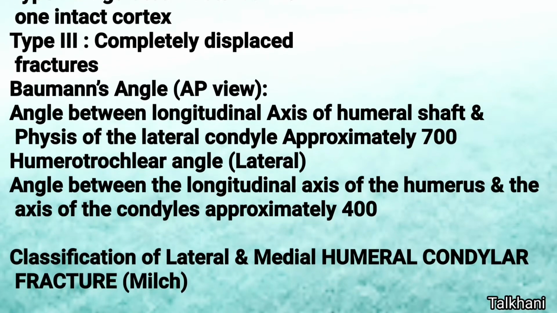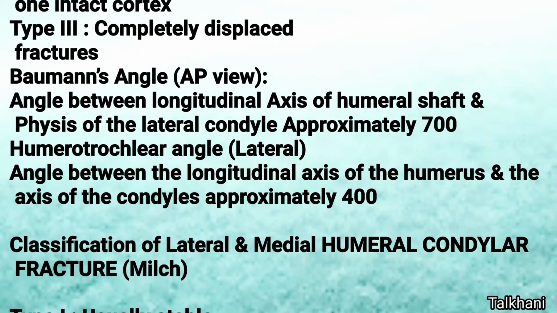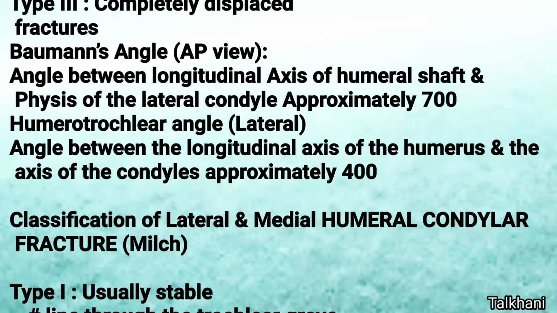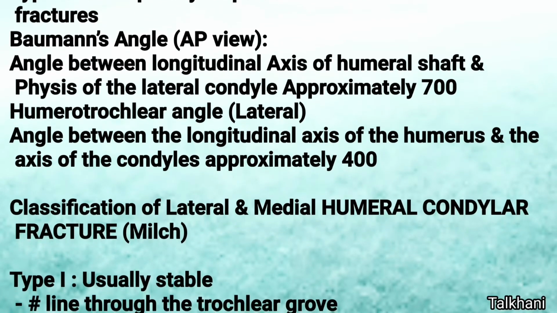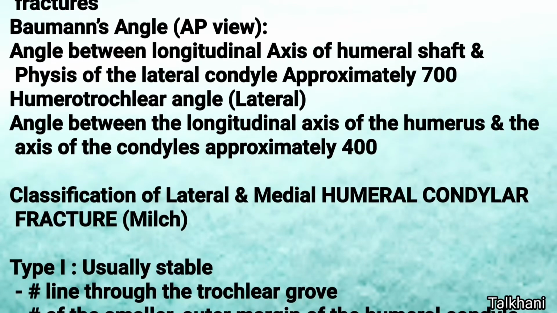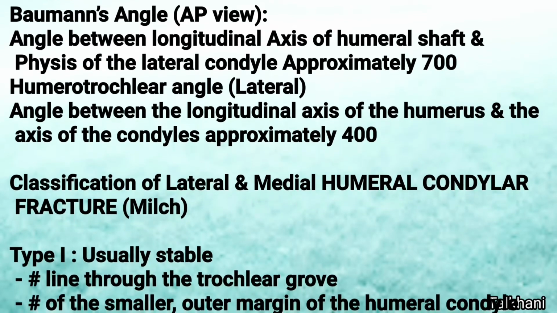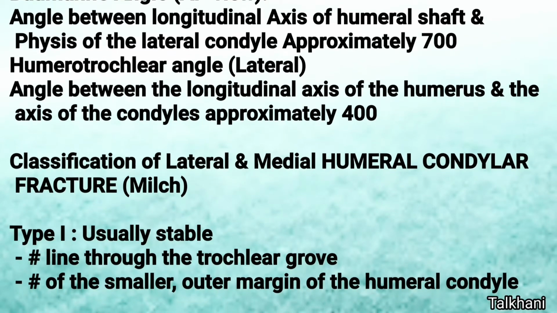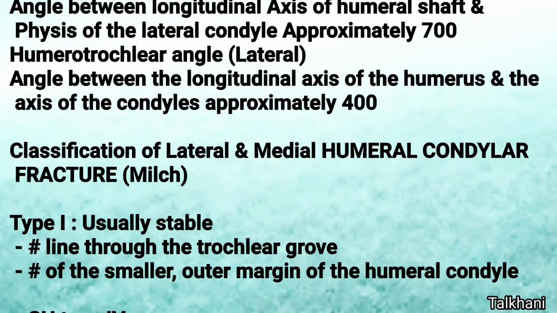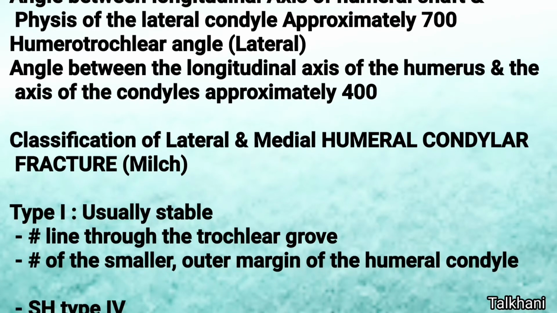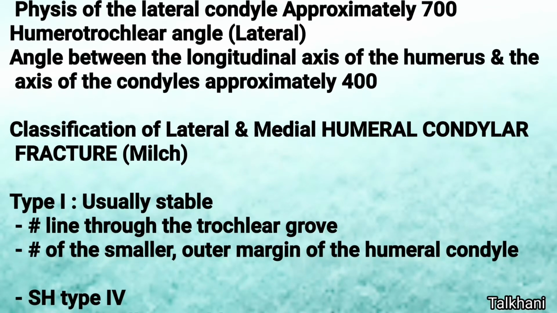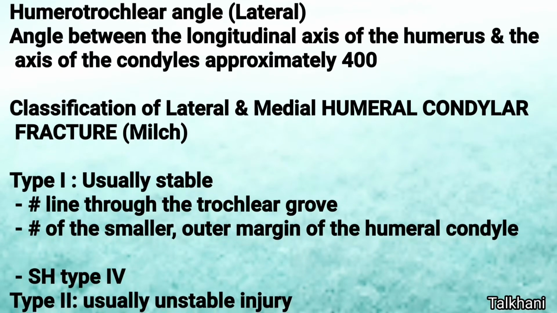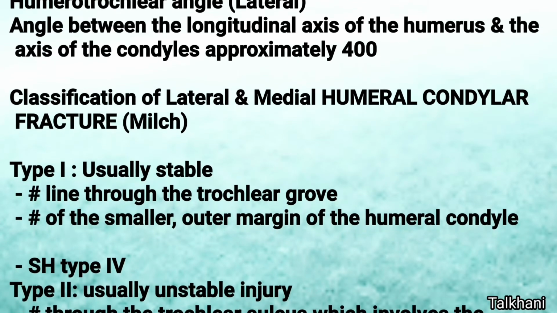Baumann's angle on anteroposterior view of elbow is the angle between the longitudinal axis of the humeral shaft and that of the physis of the lateral condyle. Normal Baumann's angle is approximately 70 degrees. Humerotrochlear angle on lateral x-rays of the elbow is the angle between the longitudinal axis of the humerus and the axis of the condyles. Normal humerotrochlear angle is approximately 40 degrees.